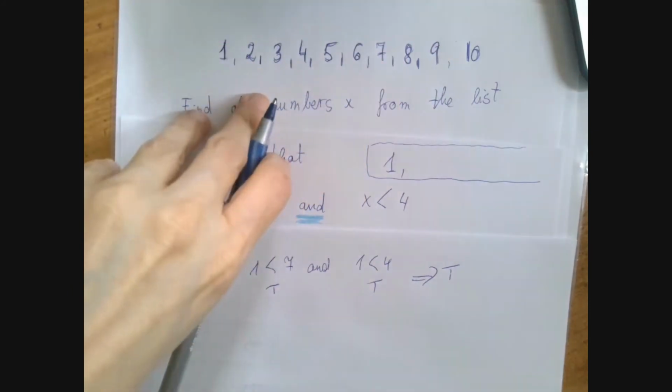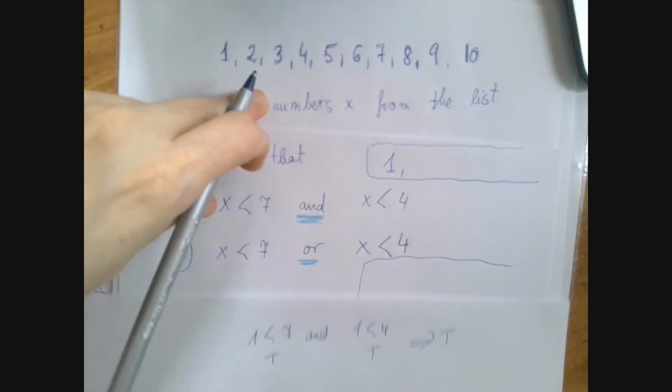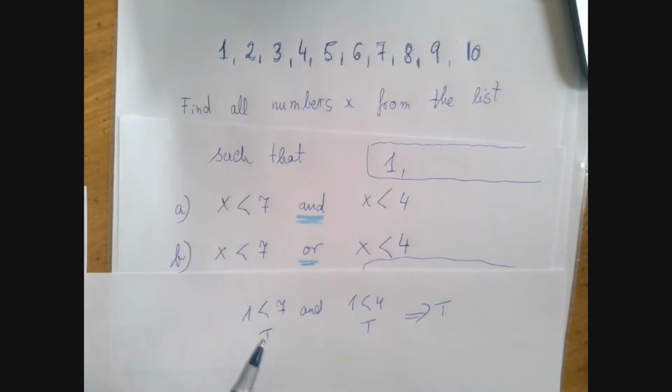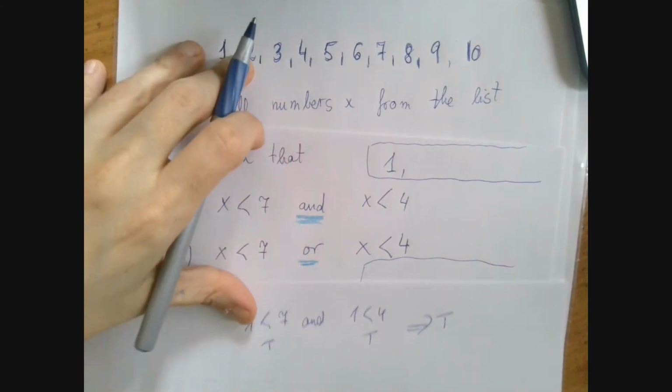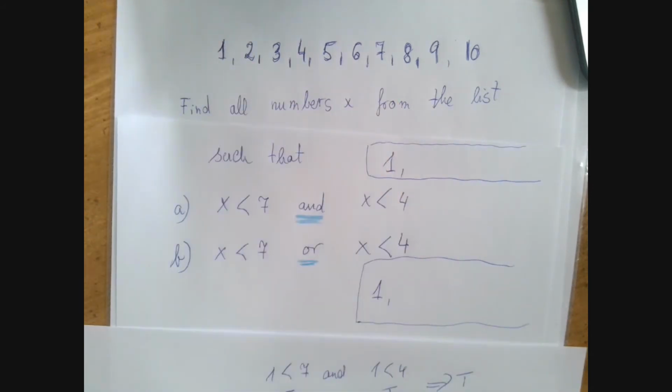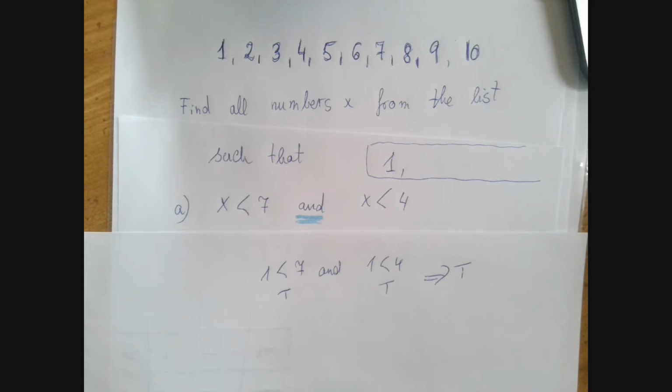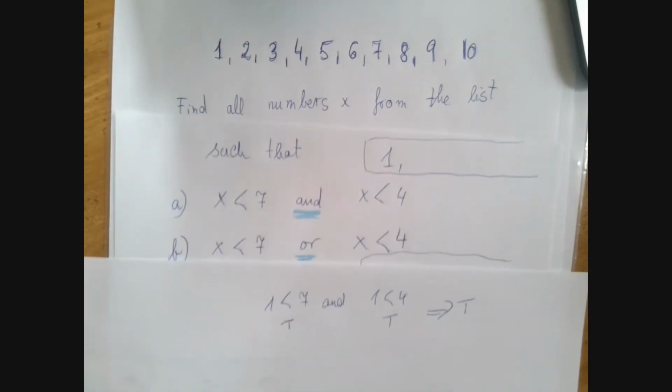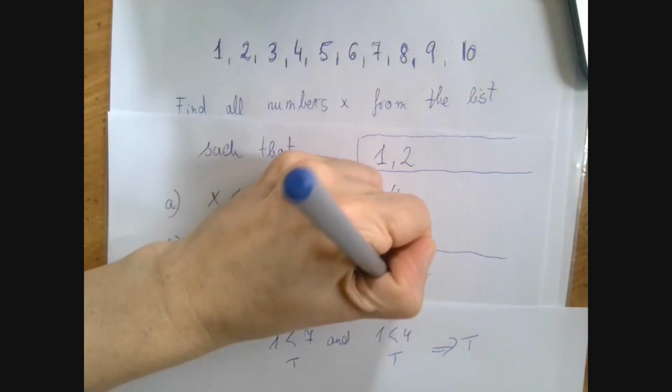Okay. Now, while we're at 1, let's see what about the "or" statement. 1 is true or true. That's even easier, right? So that's true too, and so 1 is on both lists. What about 2? 2 is less than 7 and less than 4, so that means we're talking about A and B, where both A and B are true, and A or B, where both A and B are true, and so 2 is on the list too.